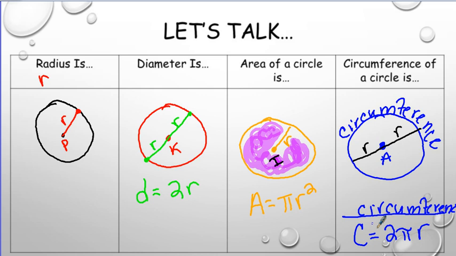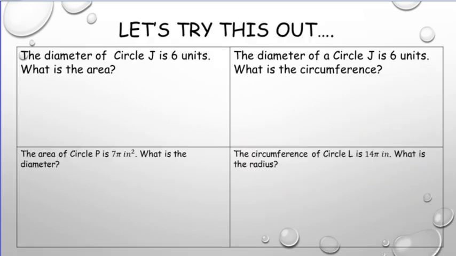So the area formula and the circumference formula you don't have to memorize. Those will be given to you and we'll practice with our formula sheet. You just need to make sure you completely understand the difference between diameter and radius. So I'm going to do all 4 of these problems with you and then you'll practice the rest.